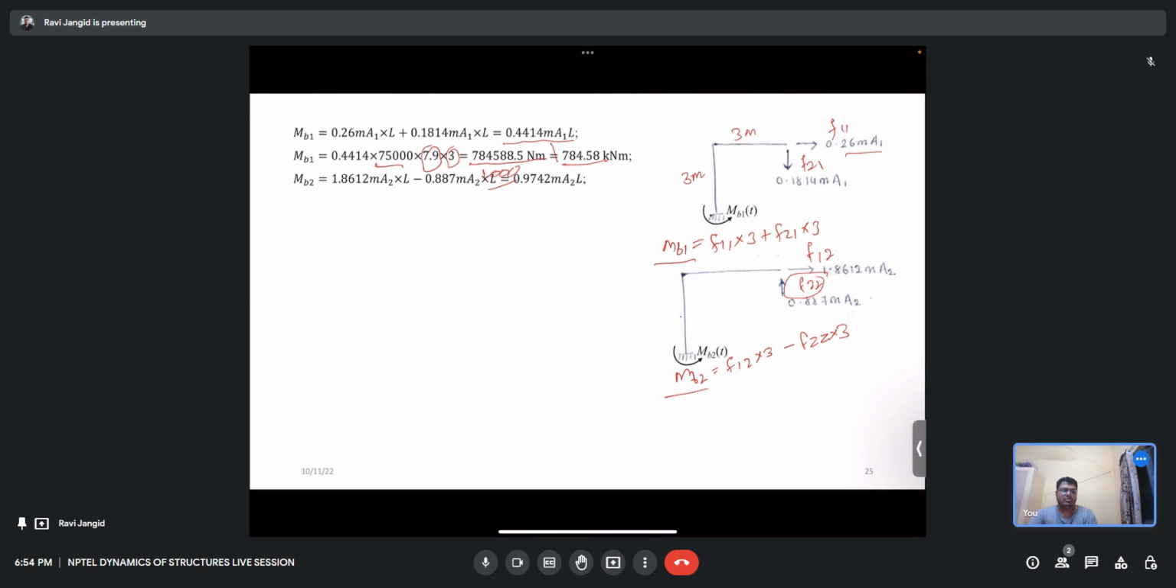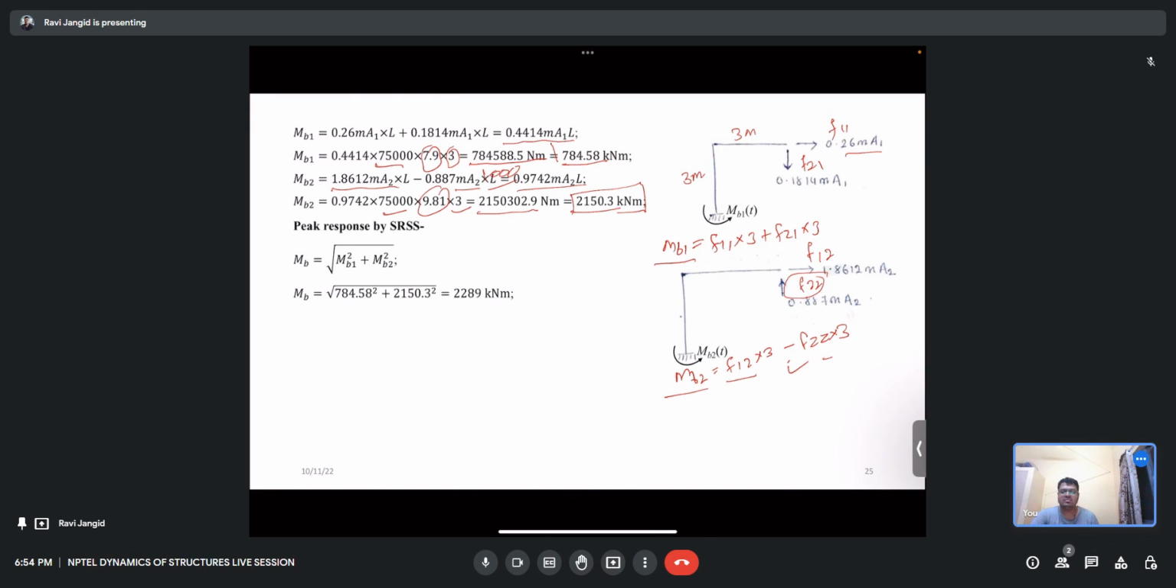Same for Mb2. Whatever I have written, 1.86 m a2, like f12 is 1.86 m a2 into l, minus what I have written here, f22, this is 0.887 m into a2. And if you put the values of m, l, and a2 that we have calculated as 9.81, that is coming out to be this, 22,150.3 kilonewton meter. So the peak response can be calculated as Mb is equal to square root of Mb1 square plus Mb2 square.